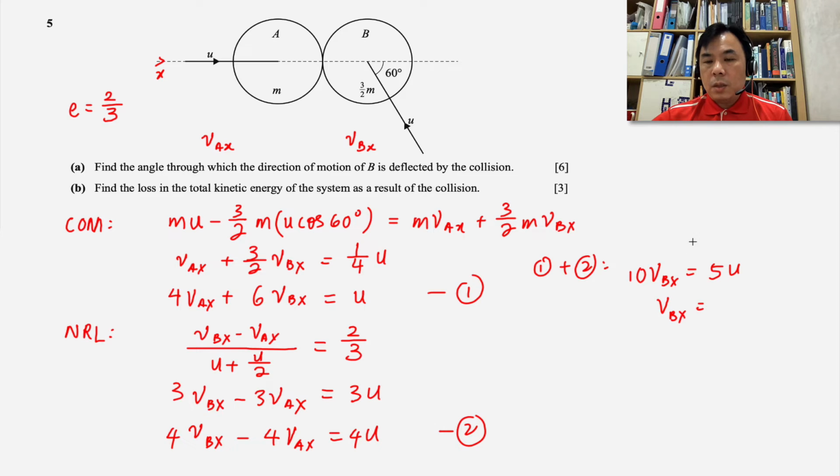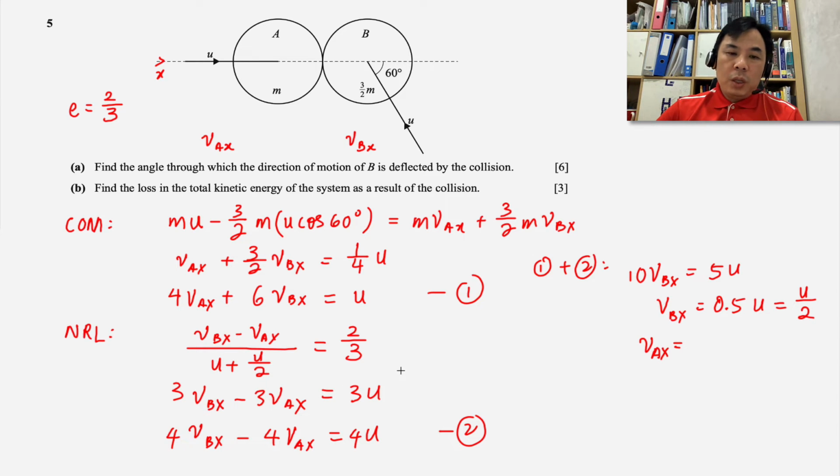Therefore, the velocity of BBX must be 0.5 u, or half a u. So I hope that's clear. And then from here, I can figure out my BAX. BAX is not our concern at this point, right? BAX is basically BBX minus u. So BBX minus u is negative u over 2, which means sphere A actually rebounds, with a speed of u over 2. Okay, that's what we have.